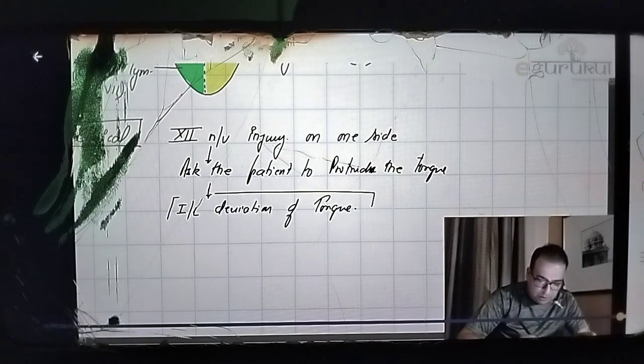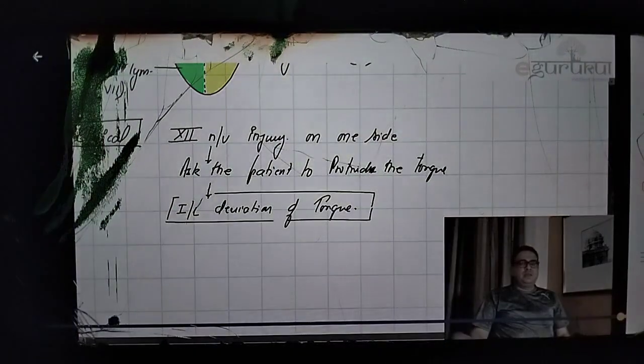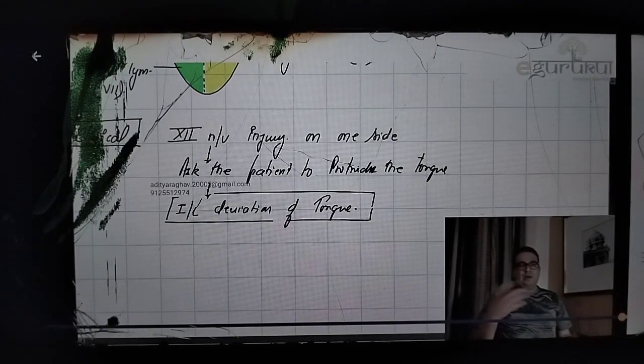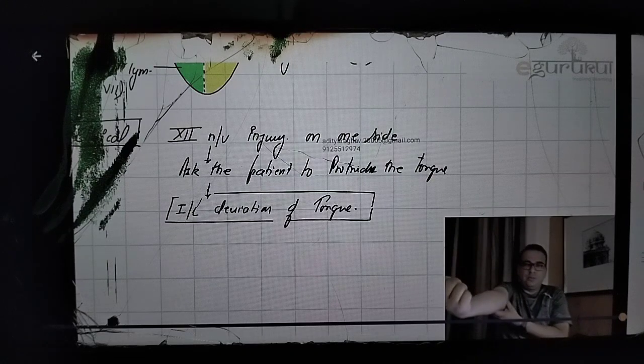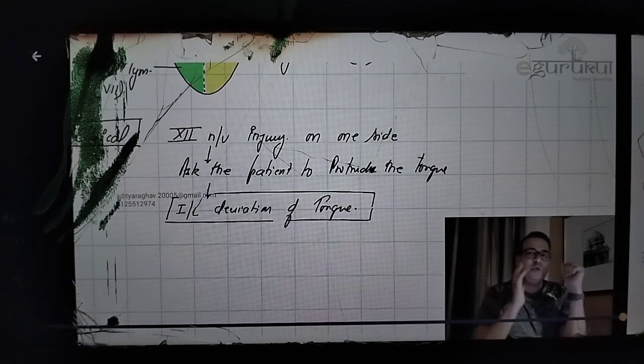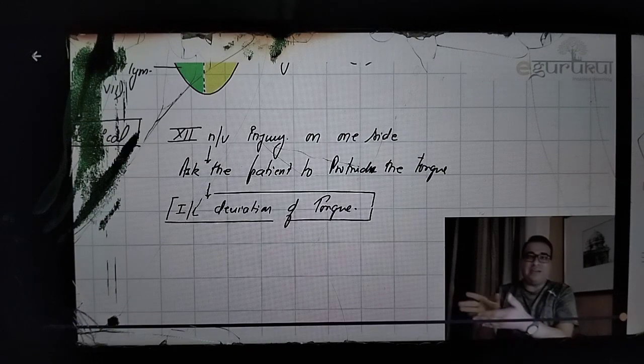Now this is something different because usually in nerve injury there is a contralateral deviation. If my biceps muscle is paralyzed, obviously my elbow will go into what? In extension, because the triceps will take over, and vice versa. But what happens in the tongue? If my right genioglossus is paralyzed, my tongue will deviate toward the right side only, not toward the left side.